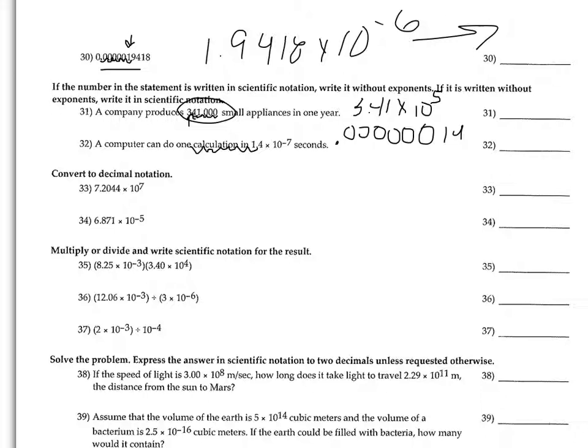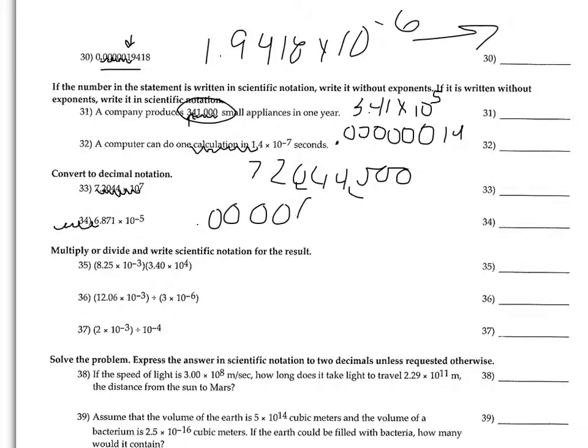So converting this into decimal notation, moving this over 7: 1, 2, 3, 4. So we moved it 4 to get to the end of the 4, 5, 6, 7, so 3 more to get our 7, so you have 7, 2, 0, 4, 4, and then we need 1, 2, 3 more zeros. We can put some commas in to mark that off if we want. Same thing here, we're going to be moving it to the left, 5, 1, 2, 3, 4, 5, which means we need 4 zeros, 1, 2, 3, 4, 6, 8, 7, 1.